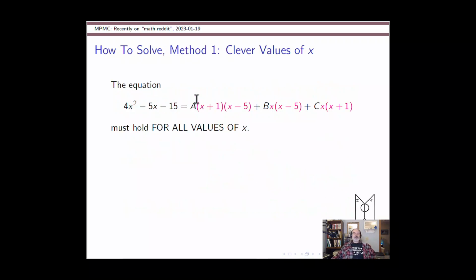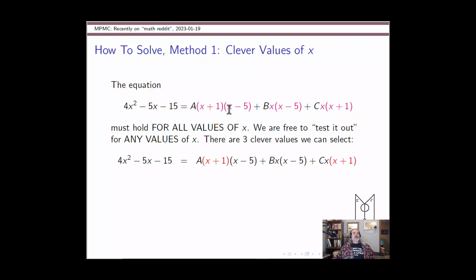Now, how do we use this to discover a, b, and c? Well, there are 2 methods, and I'll show you both. The first one is to just remember that this equation has to hold, period. Which means it has to hold no matter what value of x we're talking about, anytime. For every value of x, this equation needs to be true for the correct a, b, and c. So imagine some nice values of x that we could test this equation out for, because there are some clever values of x that will wipe out many of these terms. There are 3 clever values.